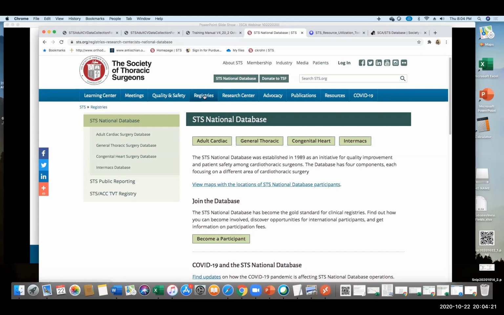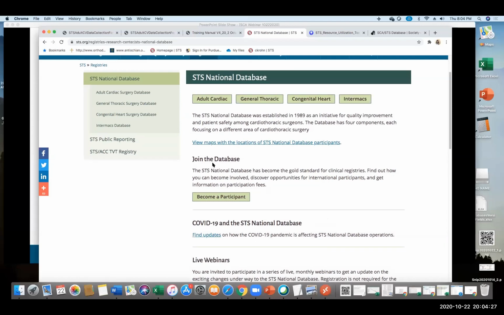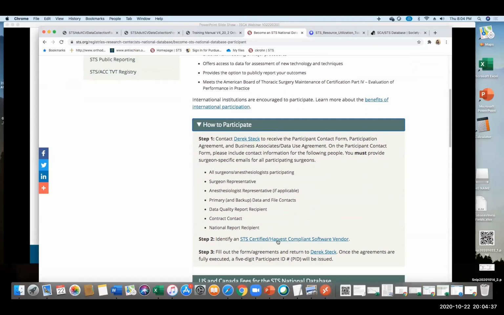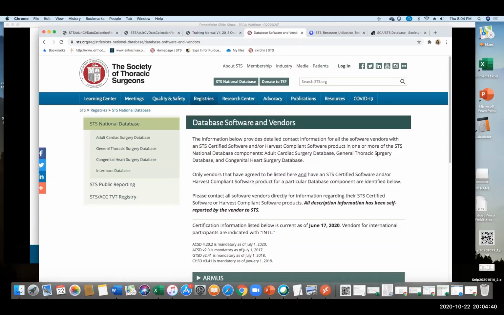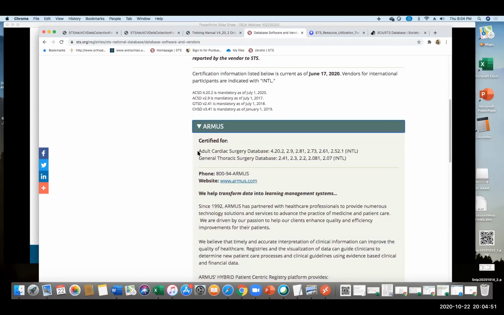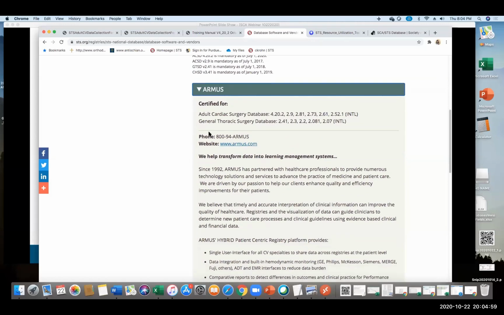So this is the STS website, and then under registries, the STS national database. If you're interested in finding out what vendors are approved, it's located underneath become a participant. It's kind of buried, but I'm happy to show that to you. This is our list of certified vendors. Under each vendor, you'll see the date that the version went live, you'll see what they're certified for, and you'll see their contact information if you're interested in getting more information from them.